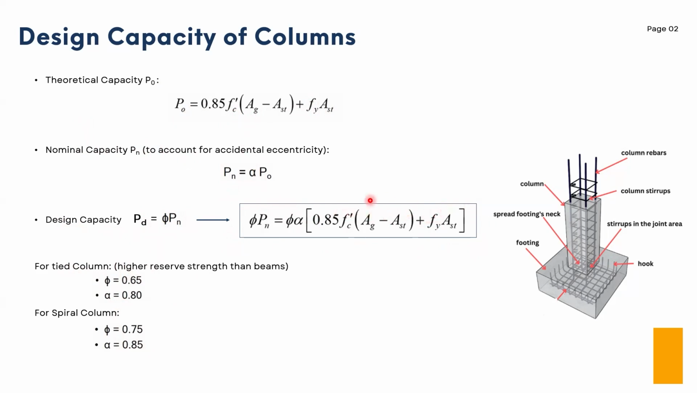Now, this equation, we use it when we do not, for example, have the dimensions of the column. When we only have the axial load and we need to determine the dimensions of the column and then the reinforcement. Okay, so for tied columns, we have phi 0.65 and alpha 0.8. And for spiral columns, we have phi 0.75 and alpha 0.85 because spiral columns confine the column more than tied ones. So for tied ones, it's more subject to buckling and cracks.